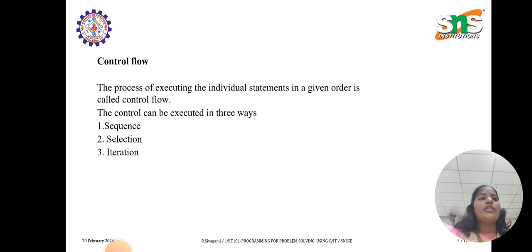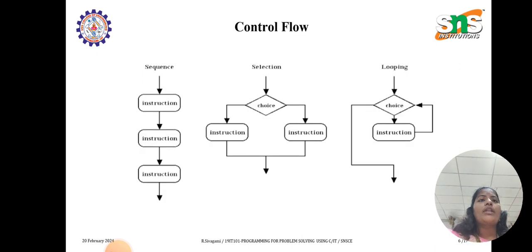Then the topic is control flow. The process of executing the individual statements in a given order is called control flow. The control can be executed in three ways: first is sequence, second is selection and third is iteration. Here I have given the flow chart for the concepts. Sequence means the instructions continue in sequence.